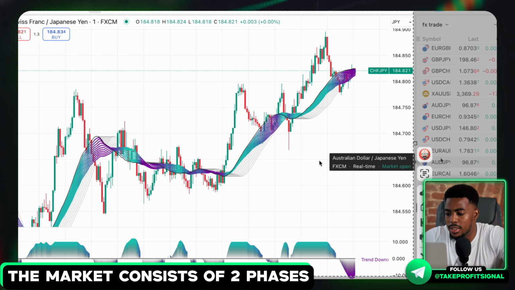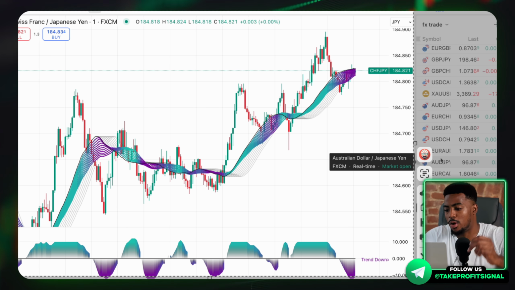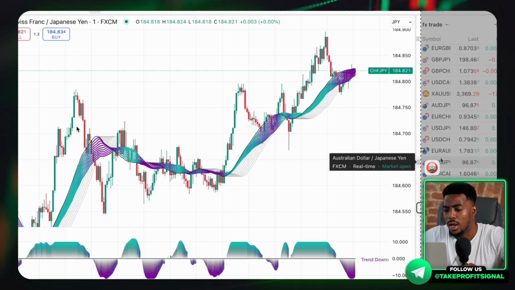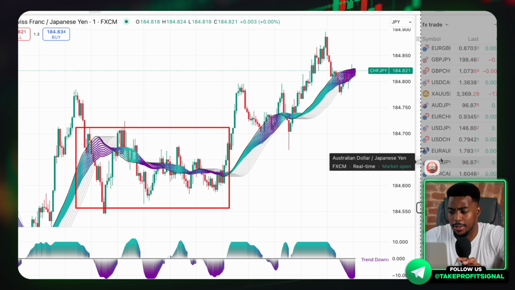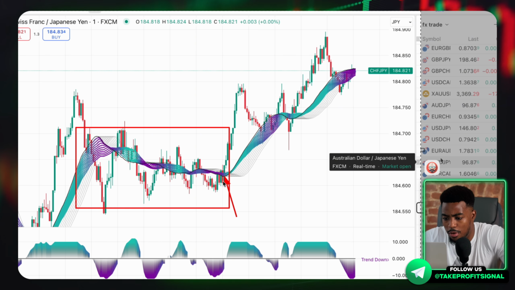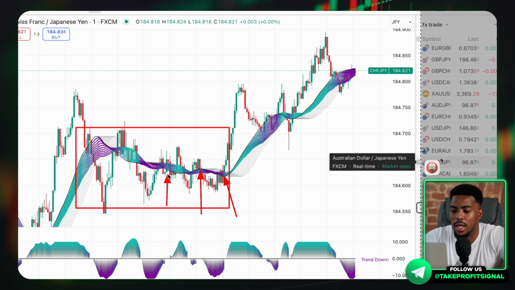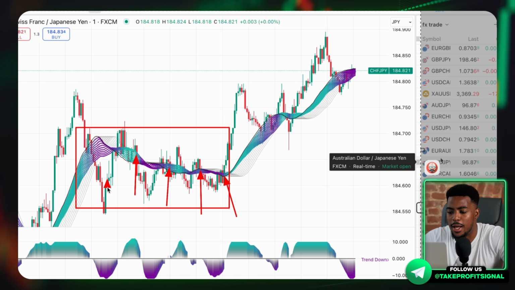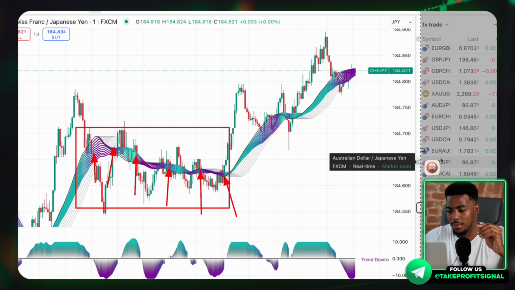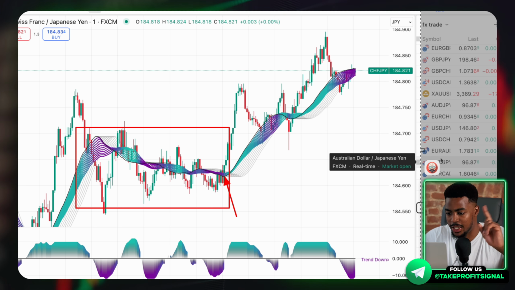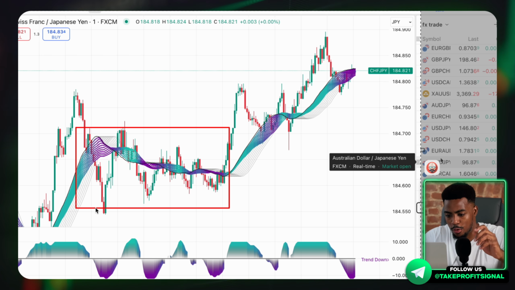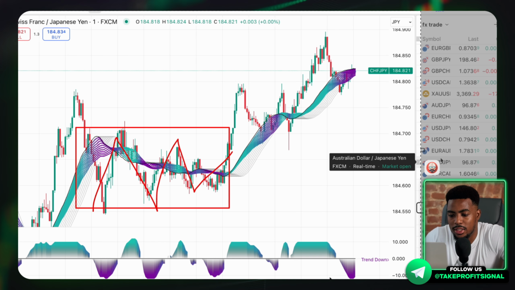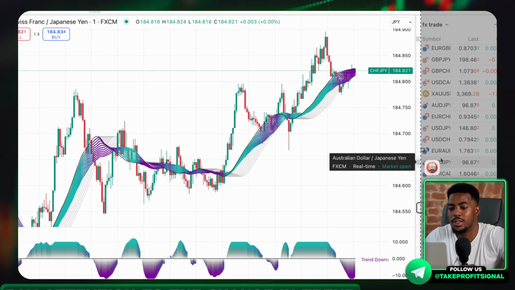The market consists of 2 phases: accumulation and trend. Accumulation looks like this. We have a huge number of intersections between the chart and the indicator, and it's clear that these intersections are not effective because there are so many of them. The chart is not changing the trend. It is moving sideways, up and down. Your task is to pay attention only to those situations when there is a trend change.